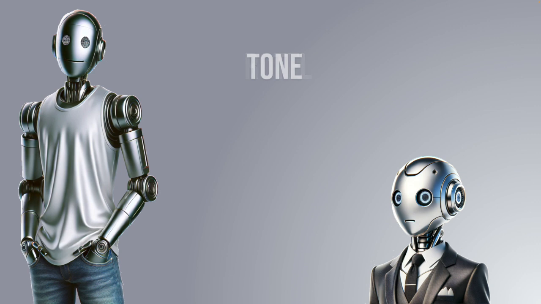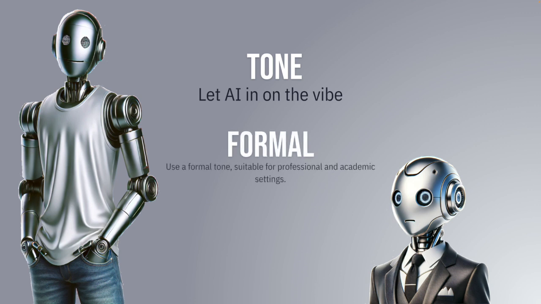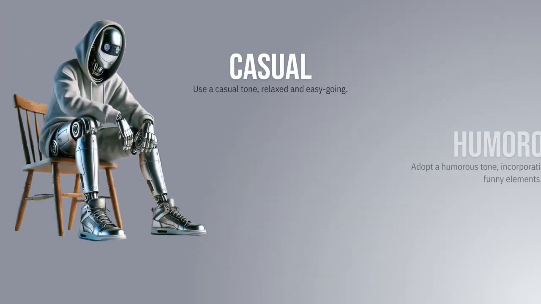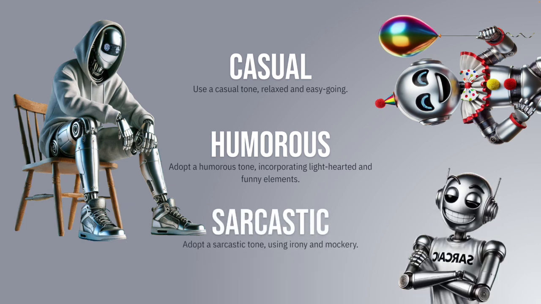One thing AI loves an instruction for is tone. It will write in a basically formal/informal tone if you don't instruct it specifically. There's all kinds of tones: formal, informal, casual, which is conversational, humorous, even sarcastic, and you can mix and match these tones in your prompts.